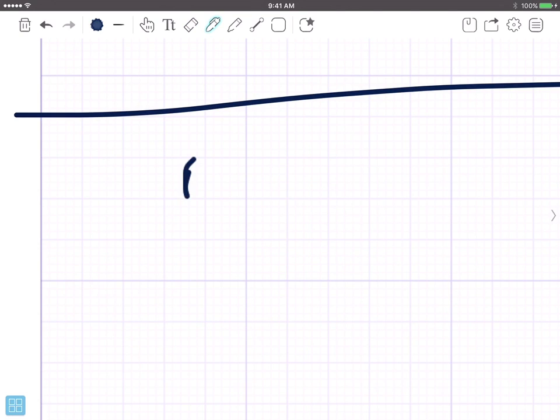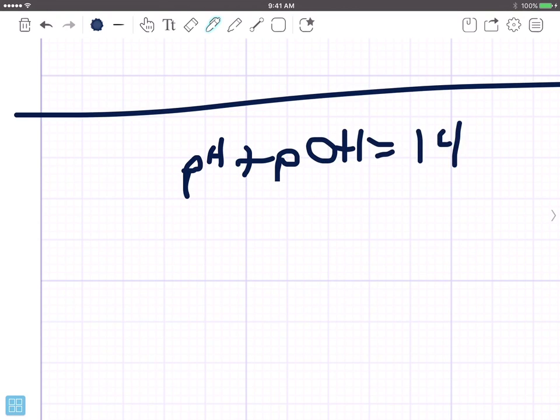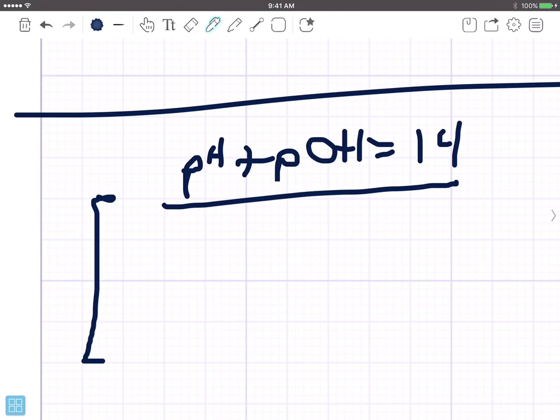The first thing we need to remember: pH plus pOH equals 14. That's important. Now we get 14 from the pH scale, which is from the dissociation of water. It goes from 0 to 14, with water at 7.